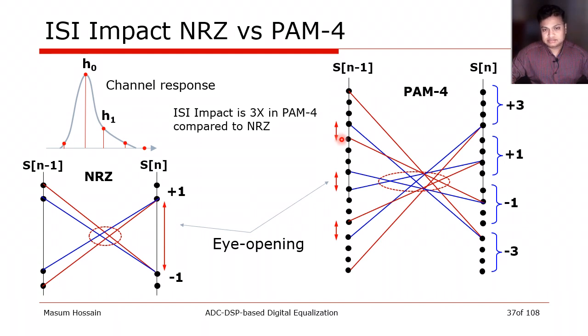Not just that, even if we consider the symmetric transitions in this case, the spread of the zero crossing indicates much higher data-dependent jitter. Together we can say residual ISI would impact me 3 times more in the PAM4 case compared to NRZ.